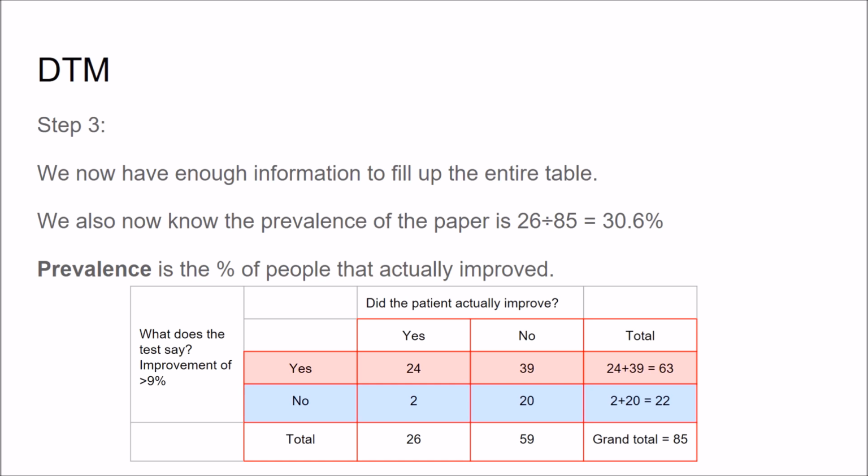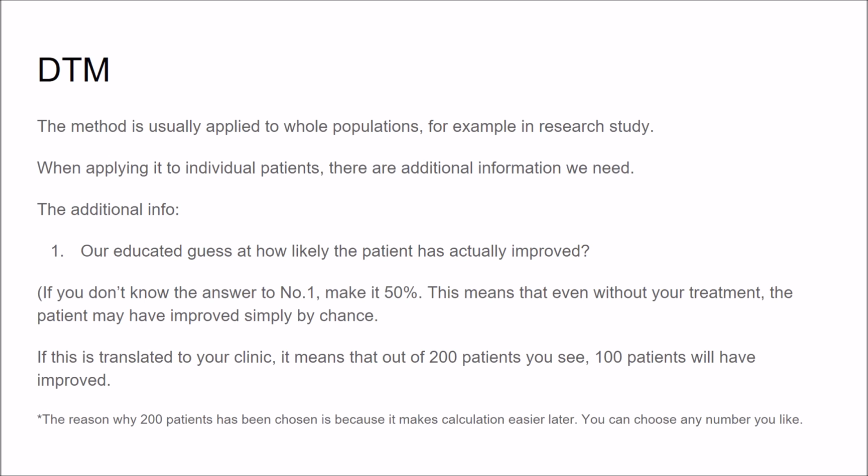To double check if this is correct, add up the totals to give you the grand total. 63 plus 22 is 85. Double check: if you look at the last row, 26 plus 59 also gives you 85. So that confirms that all the numbers add up and are consistent with each other. The only issue is that because these numbers are plucked from the research itself, and when we do research, we are really looking at whole populations.